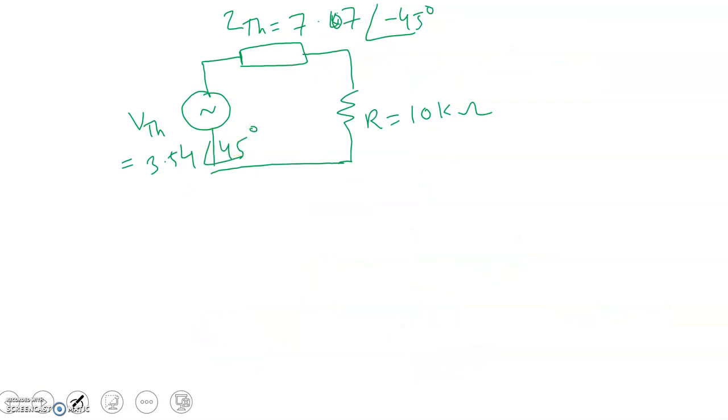So this is how we have calculated the two values. I hope you understood the procedure involved in calculating the VTH and ZTH for the Thevenin equivalent of a given AC circuit. Thank you.